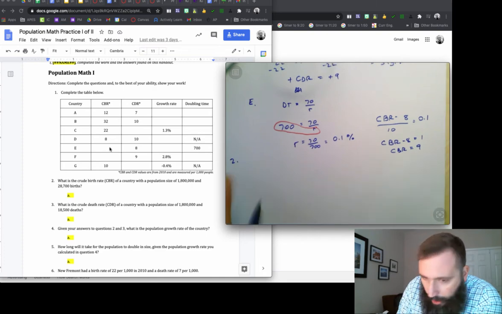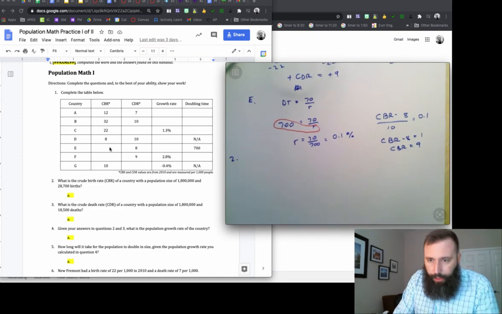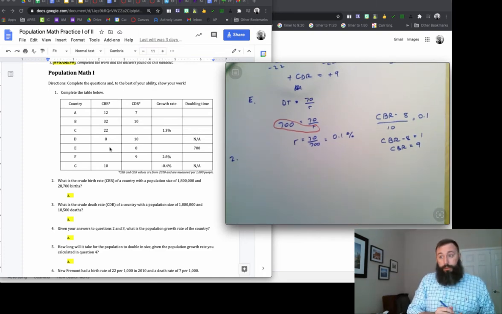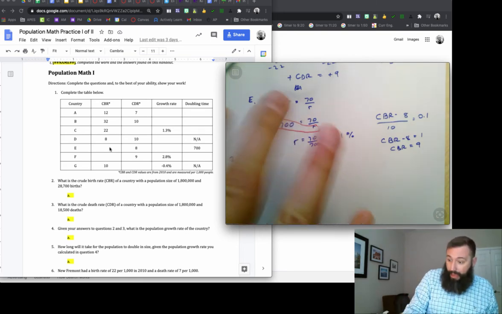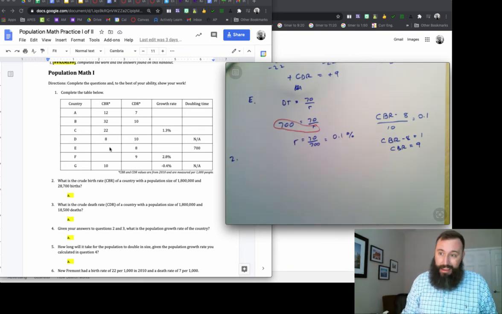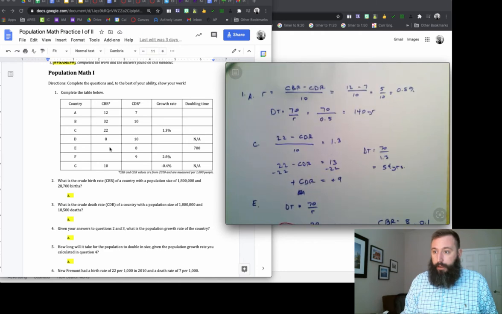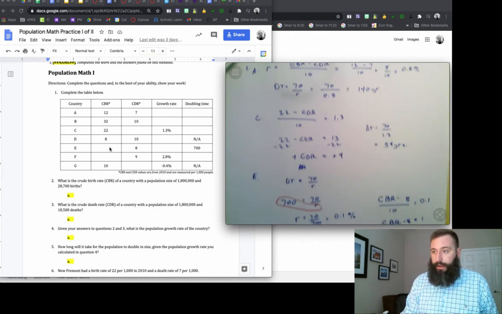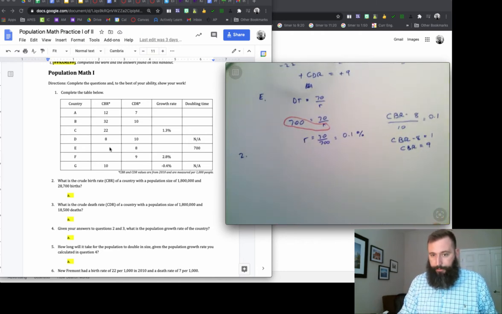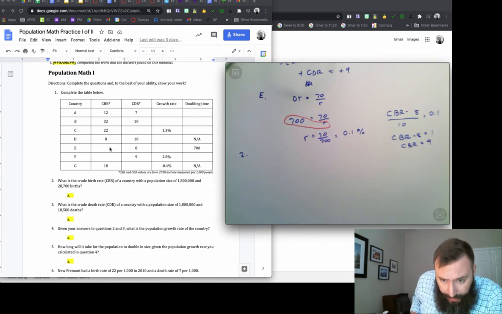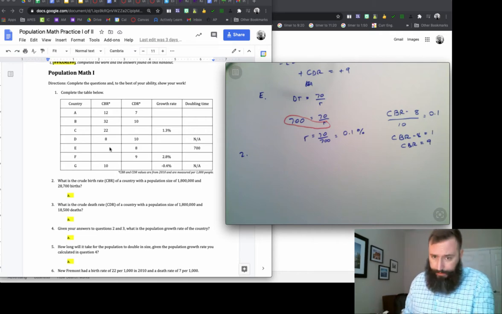All right, let's go to 2 now. All the rest of them, by the way, you can use the math that I did for countries A, C, and E. You will be able to now, I think, solve the rest of them in very similar manner. All right. 2 is, what is the crude birth rate of a country with a population size of 1,828,700 births? Let's do it.